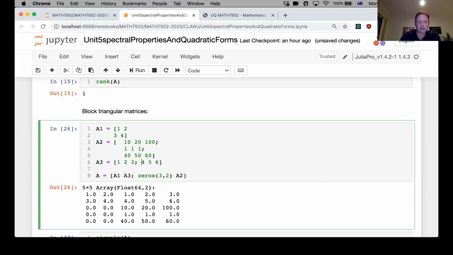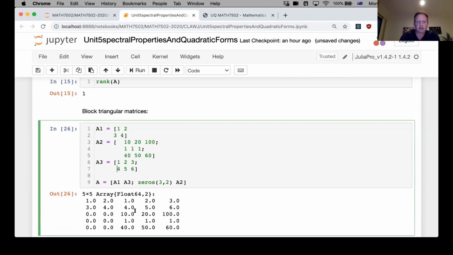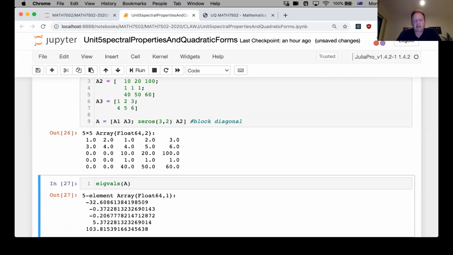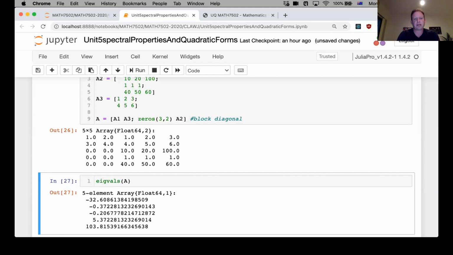You've also put an A2 there in the top right. So you'd call this matrix block triangular. In a field that I like, control theory, which uses a lot of linear algebra, there are a lot of block diagonal matrices. So often we do things in block diagonals.